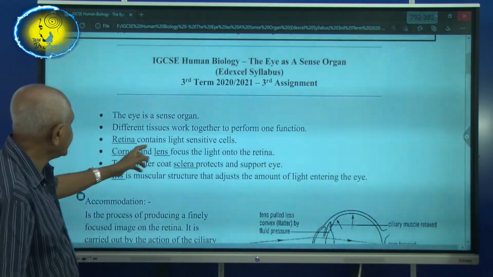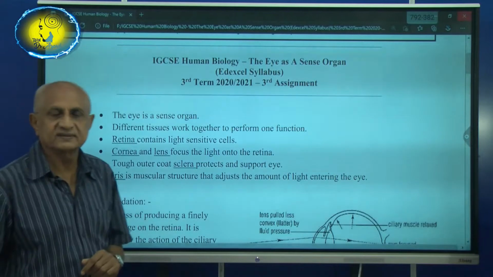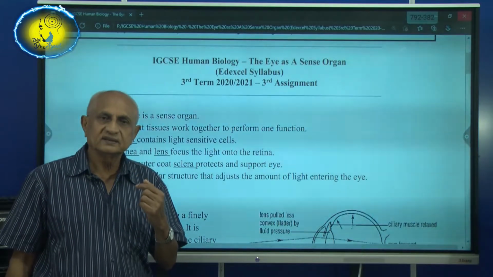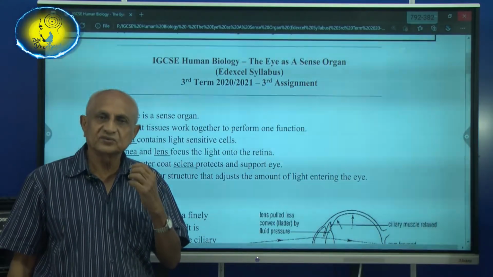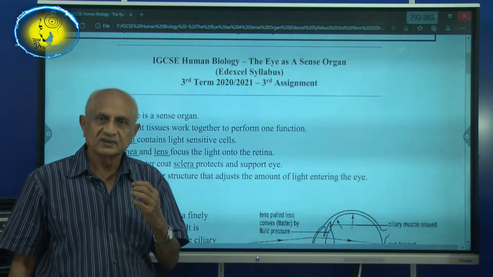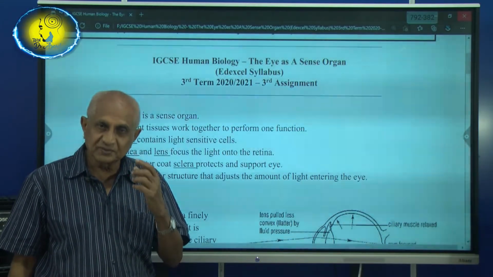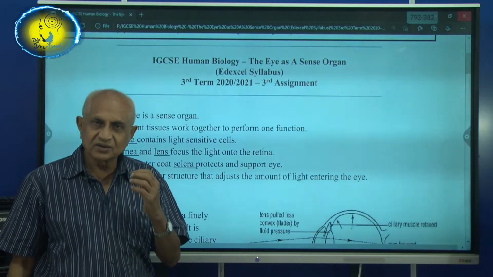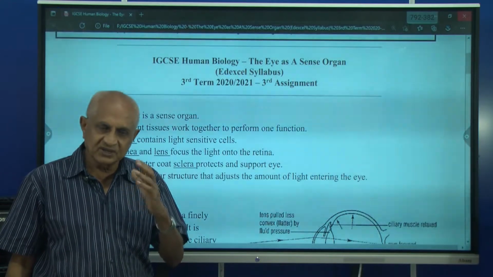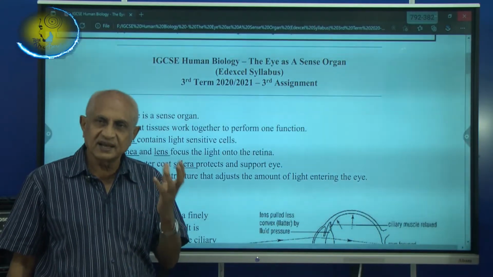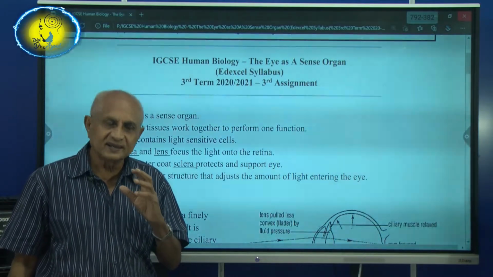Now the retina has light sensitive cells. You know that there are 2 types of cells, rods and cones. Rods are sensitive to black and white. Others are sensitive to colored light.